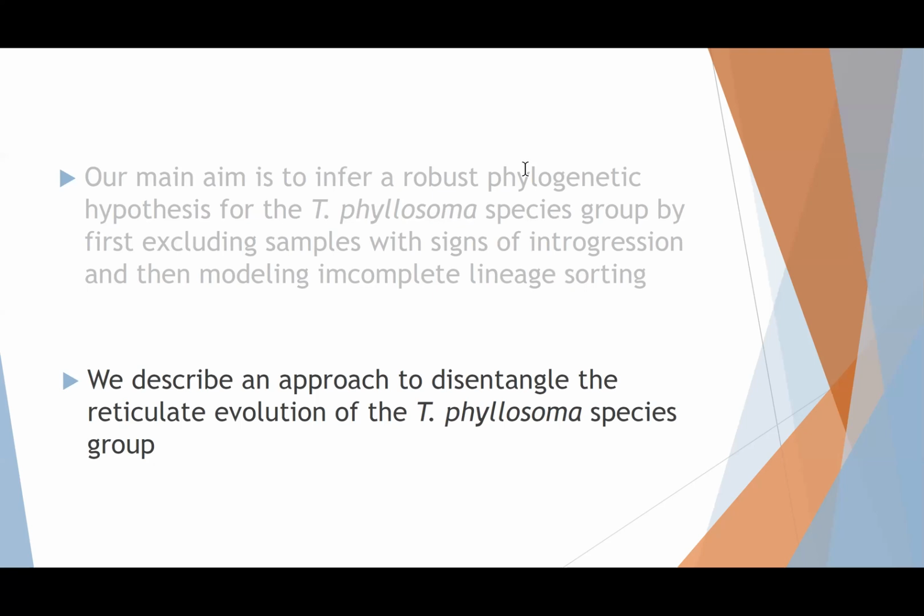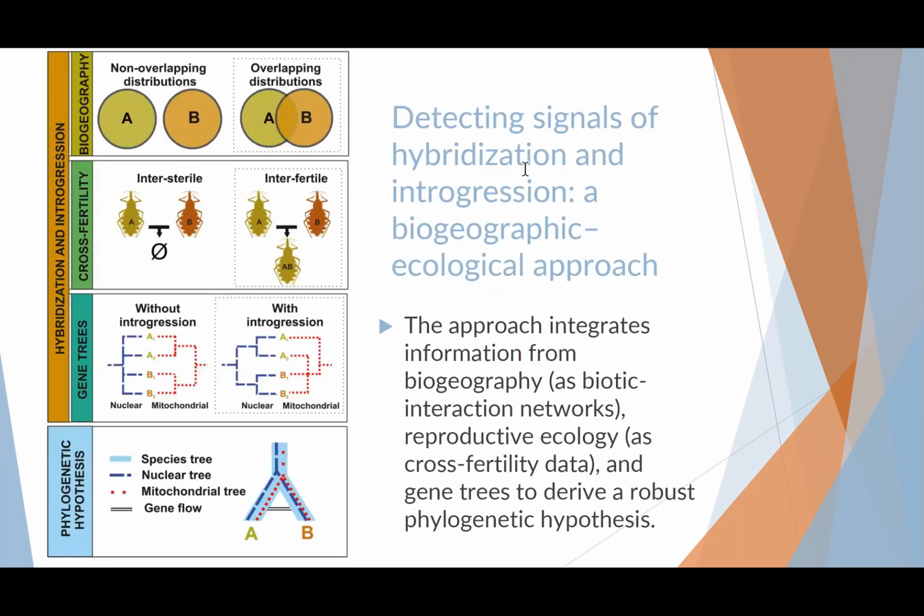We describe an approach to disentangle the reticulate evolution of the Triatoma phyllosoma species group. This approach consists of these steps for detecting signals of hybridization and introgression. The approach integrates information from biogeography, reproductive ecology, and gene trees to derive a robust phylogenetic hypothesis.